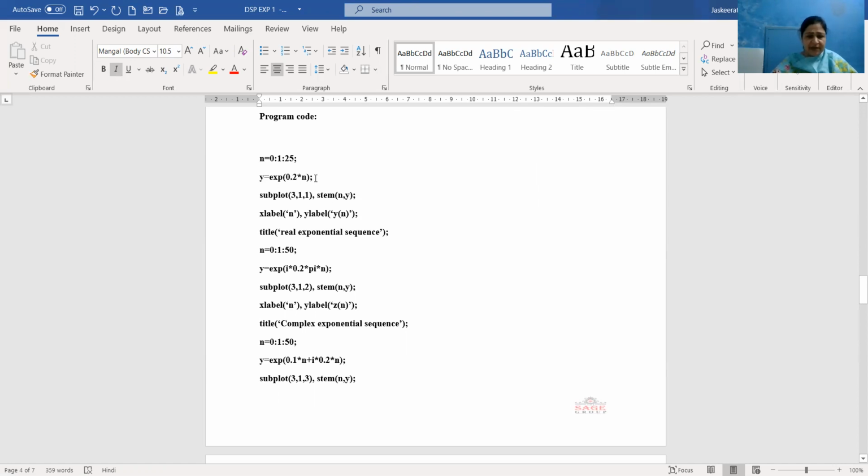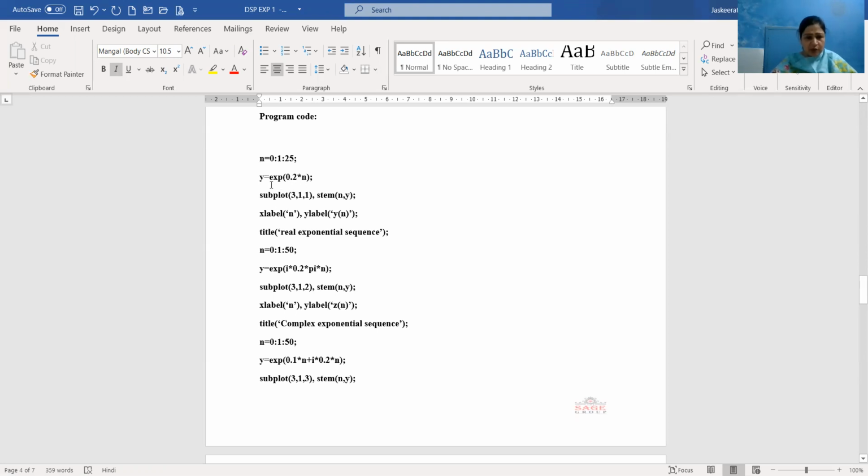Now we will write the function for the real exponential which is represented by y. It is represented by exp(0.2*n). That means the expression is given by y is equal to e raised to power 0.2 n.